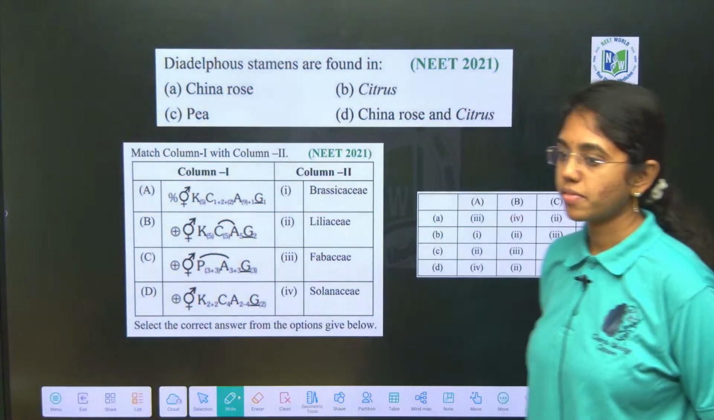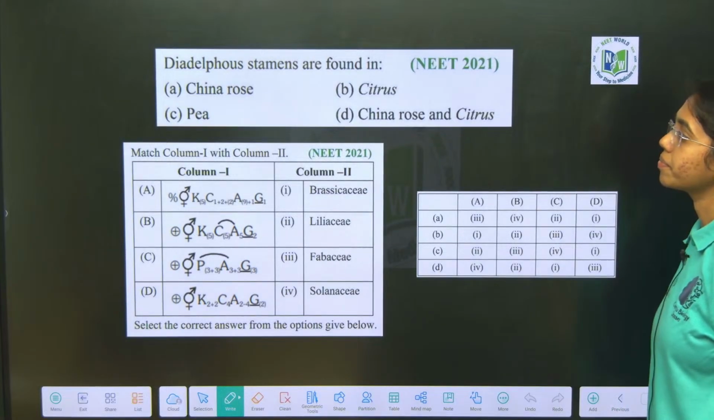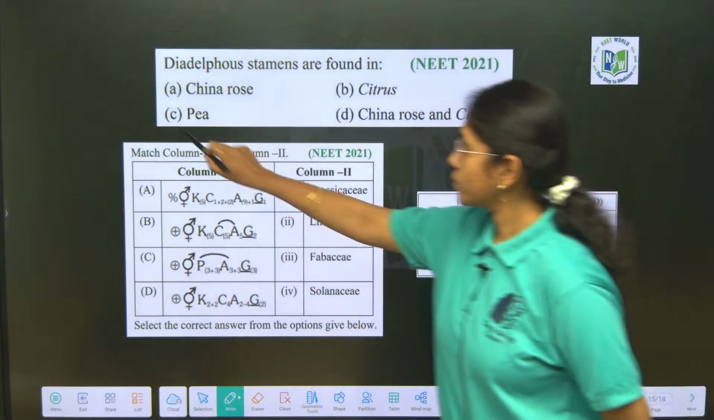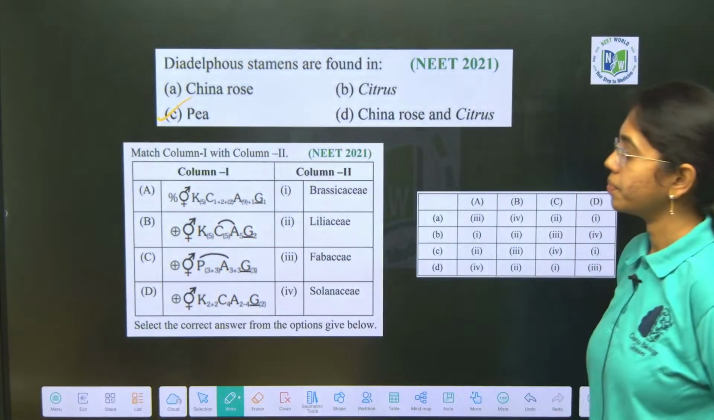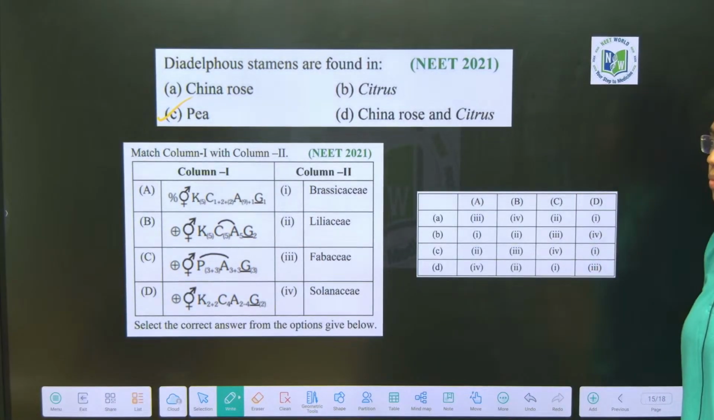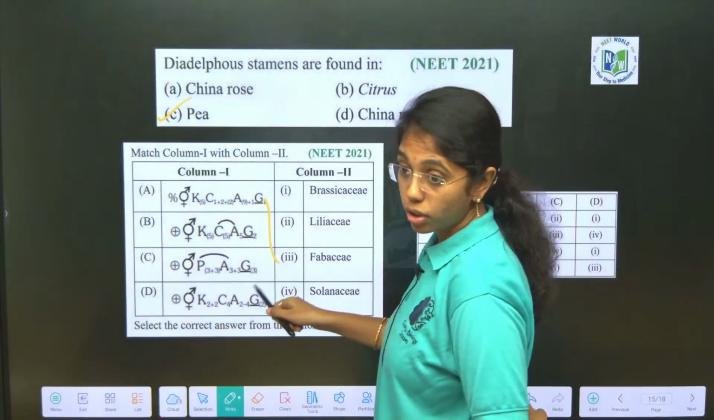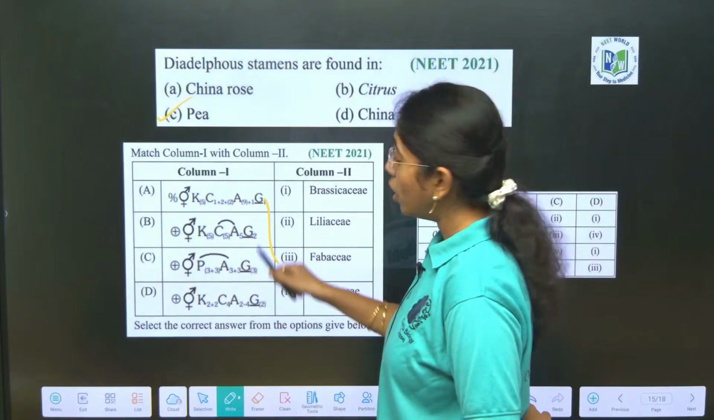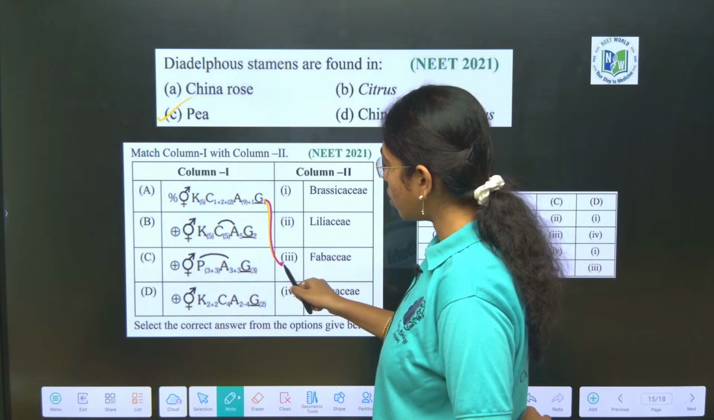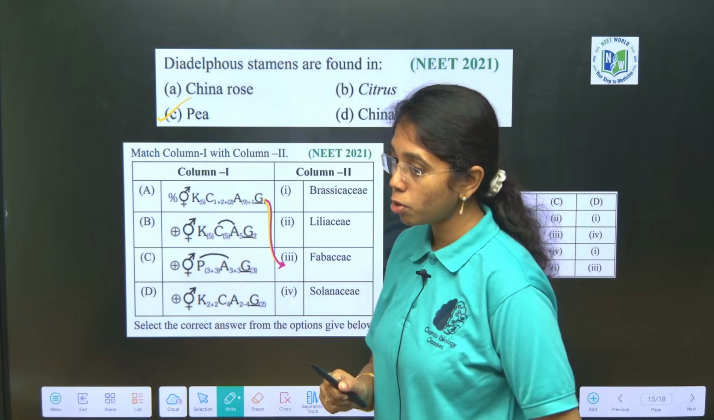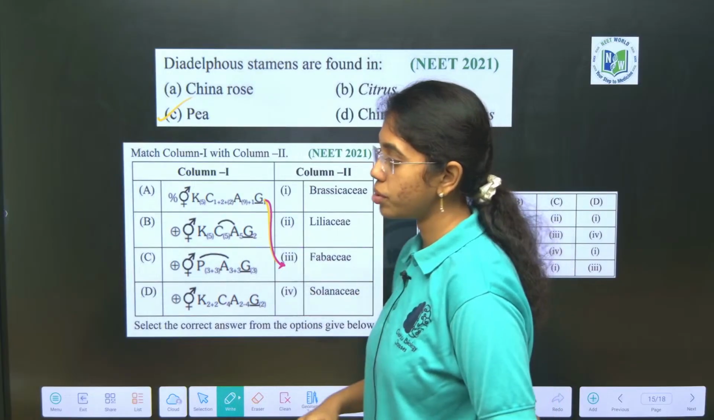Diadelphous stamens are found in Fabaceae. Good. Fabaceae is zygomorphic, so A is 3. Good. So first option. Look into the other floral formulae also. Not every question will be the same, no Kunal. Look into the other questions also.